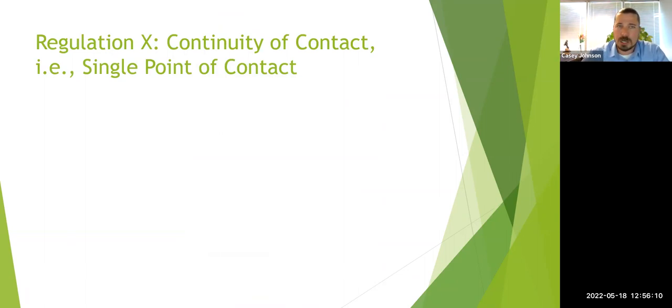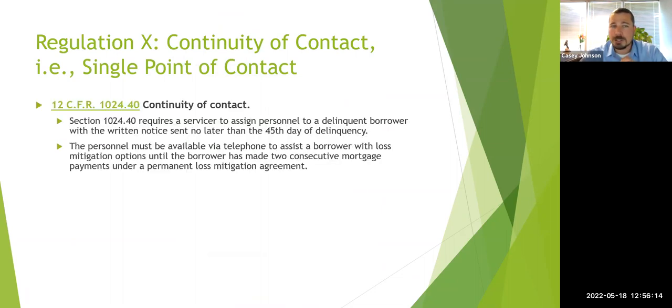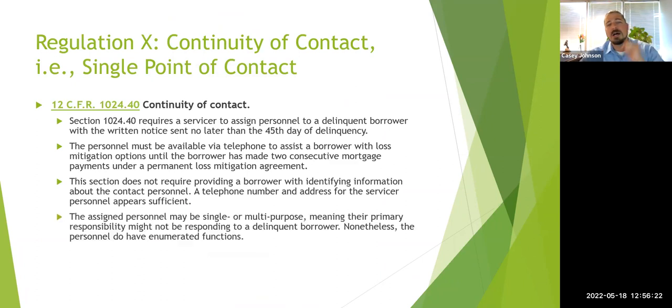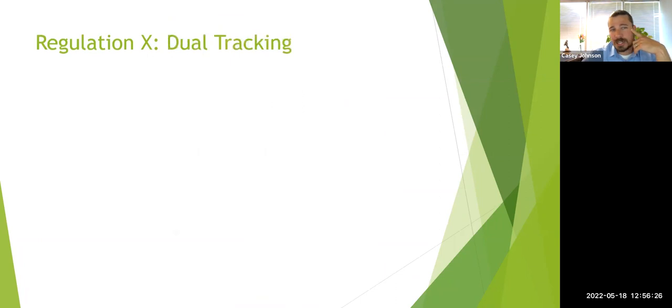The rule is called the continuity of contact rule. They're supposed to give you either one person or one group of people that you can call with some direct contact information. If they don't do that, that could be a violation of the continuity of contact rule. In addition to that, dual tracking.